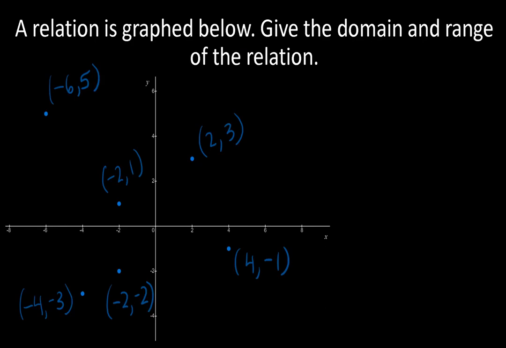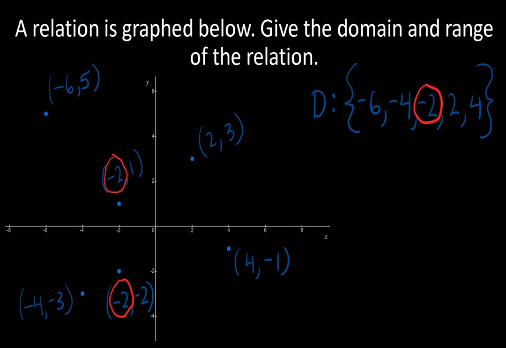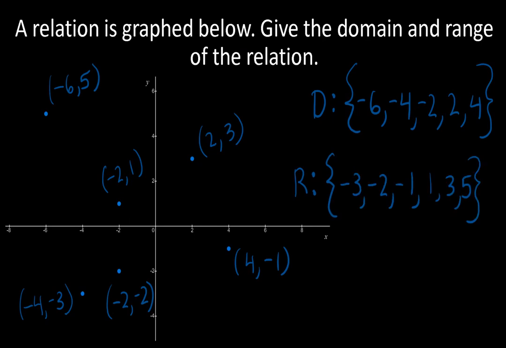To find the domain of this relation, now that we have the points labeled, all we have to do is list each of the individual x values. And remember, when listing elements of a domain or a range, we never have to repeat elements. So if an element occurs in a domain or a range more than once, we only have to list it once. Now let's list all the elements of the range. Here are all the elements of our range.